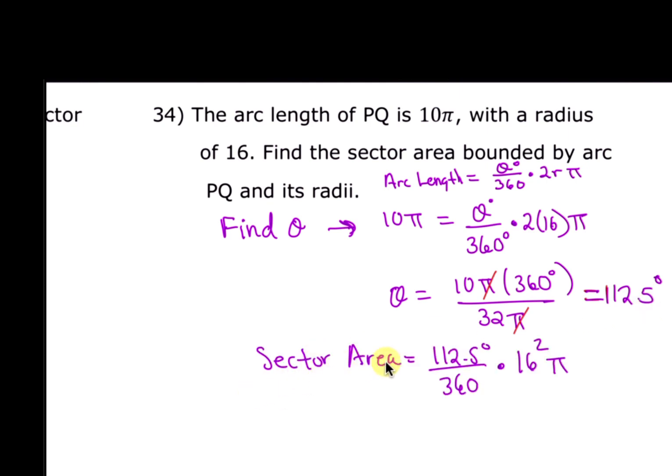The sector area is the degree measure over 360 times the radius squared times pi. And that's ultimately what we're trying to find, is this sector area. So we do 112.5 degrees over 360 times 16 squared. We put that in the calculator, we get the 80 pi. So 80 pi is our answer.